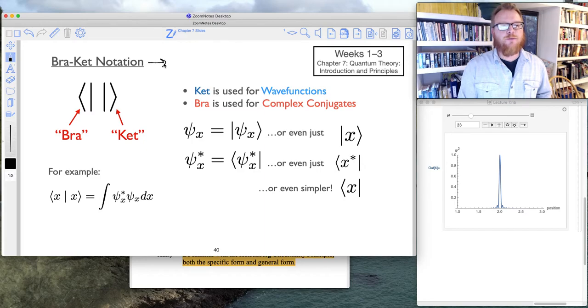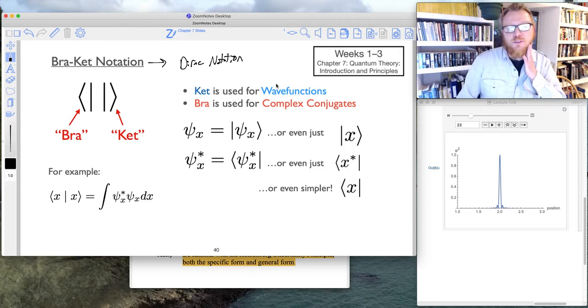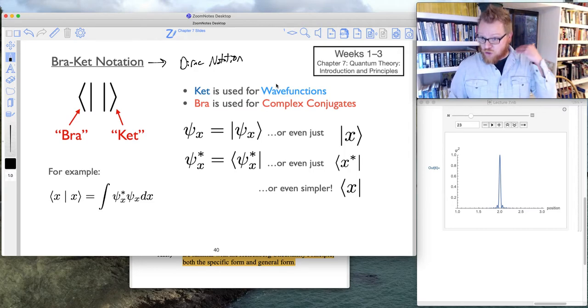More famously, this is called Dirac notation, for the scientist Dirac. I'm failing to think of his first name. But Dirac himself came up with this notation. We now more generally call this Bra-ket.